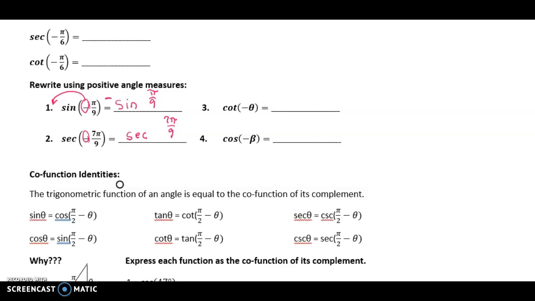Okay, number 3, cotangent of negative theta. We're going to bring the negative to the front. We're trying to rewrite these using positive angle measures. And number 4 is cosine. Cosine, you just get rid of the negative. So we have cosine beta, and that's the symbol for beta.